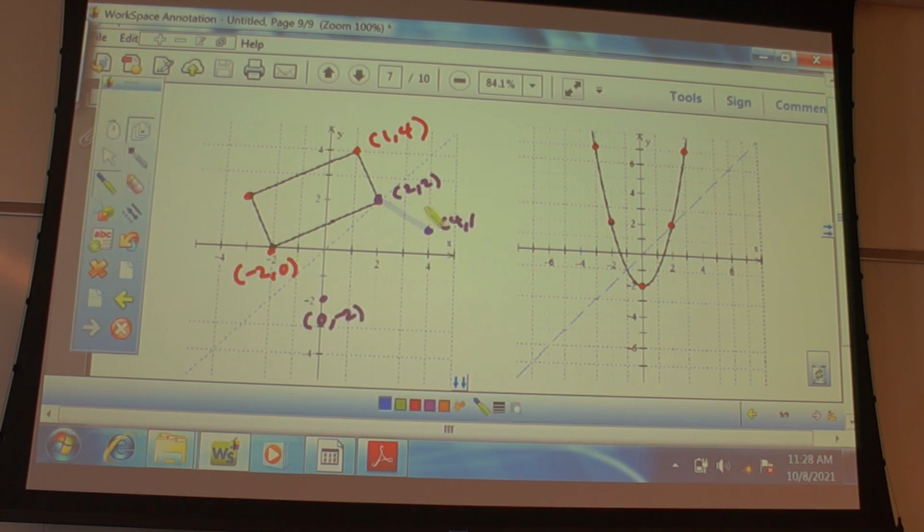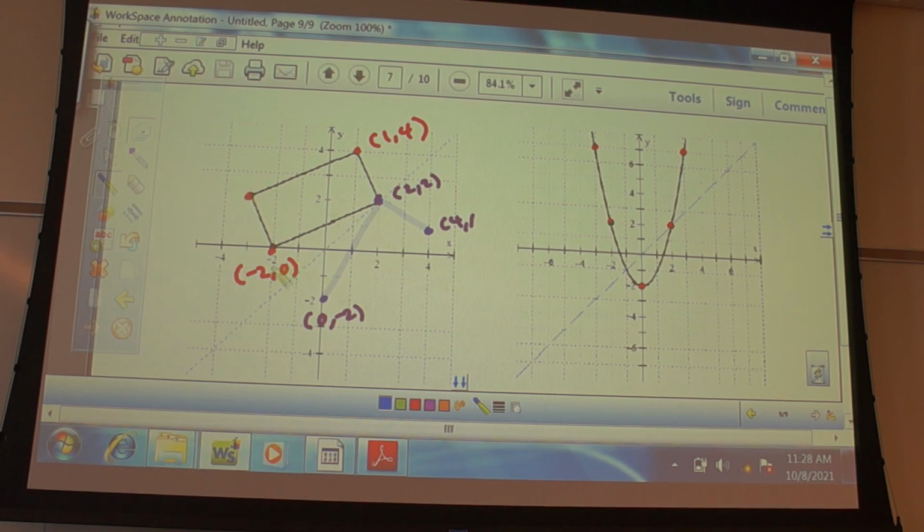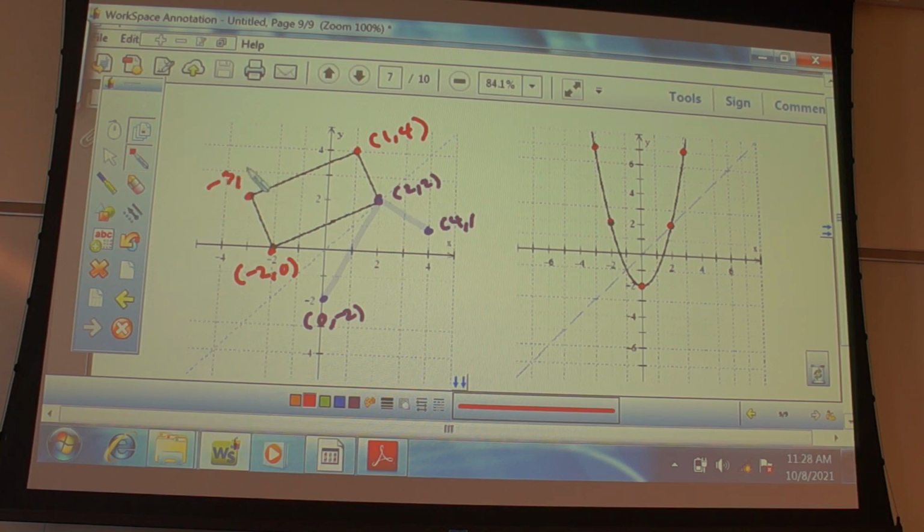Draw a line between them. Which one? This one. Wait, which one? 2 goes to this one. And then make sure you draw them before you lose track of which one matches up with which one, or else you're going to get something strange. This one is (-3, 2), so its inverse would be (2, -3).